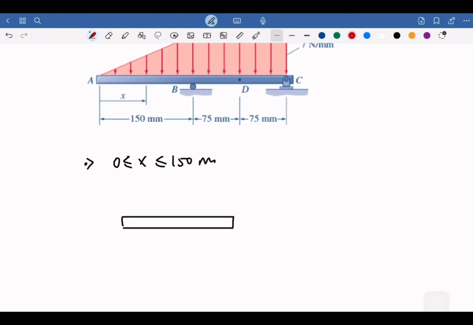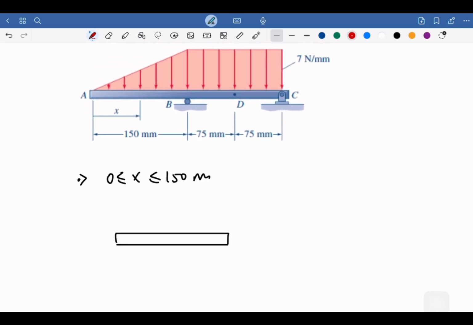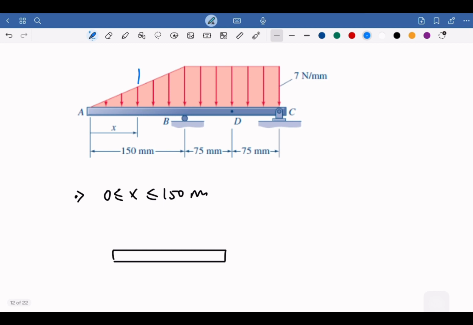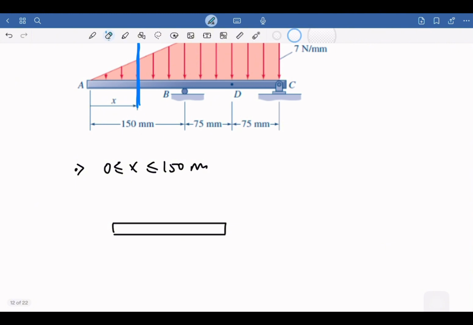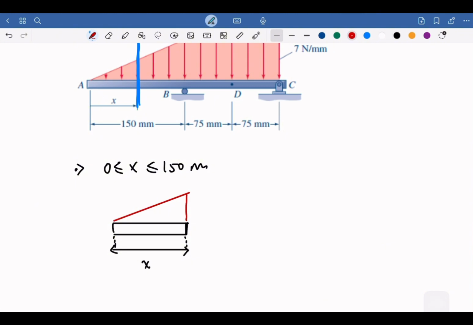Okay, let me draw this. And suppose that we take this. Okay, so maybe let me write a little bit smaller, just to make sure that this is going to be x. And we have the distributed forces along this x distance.